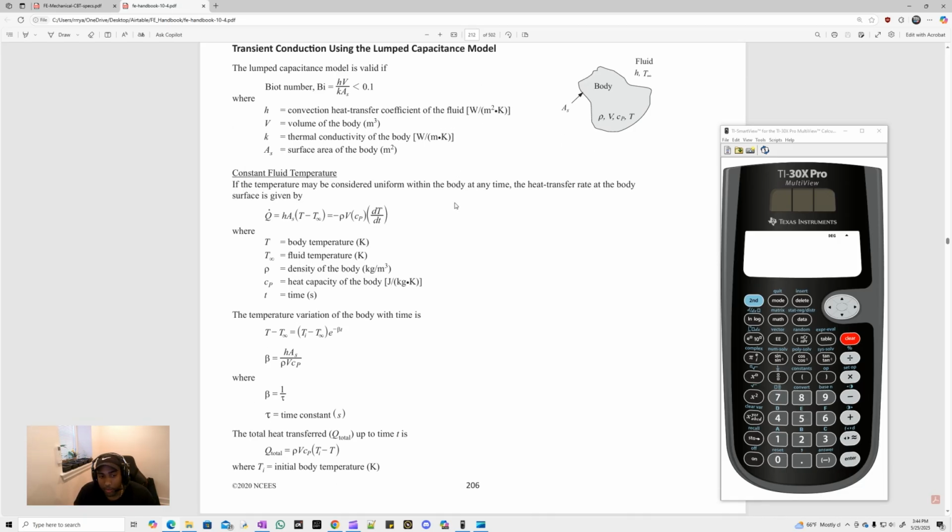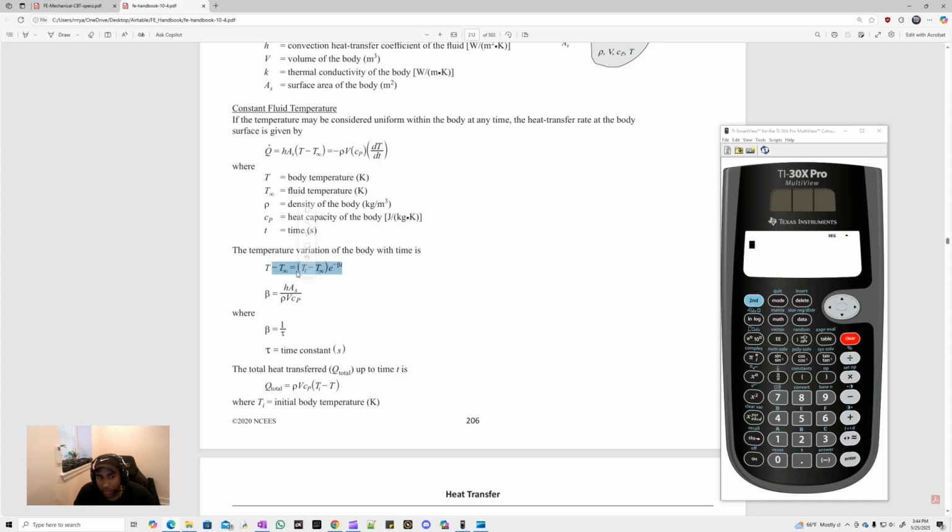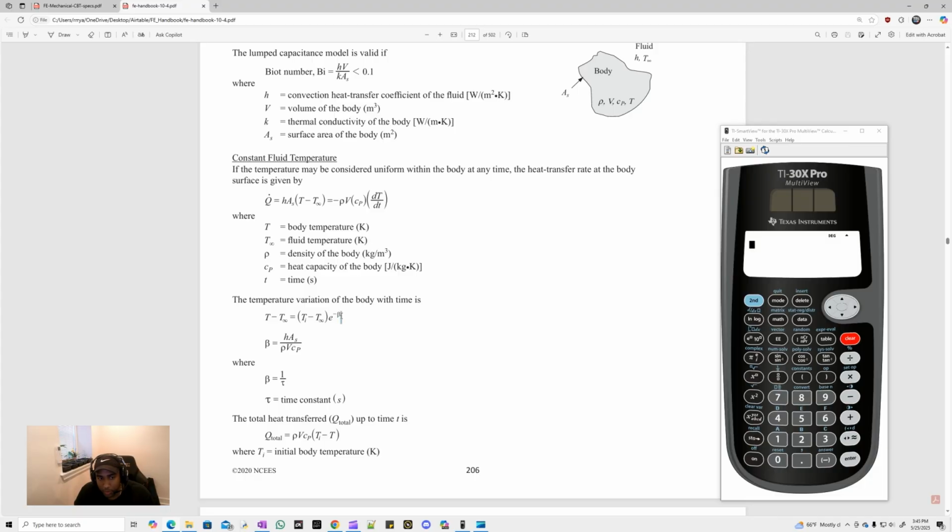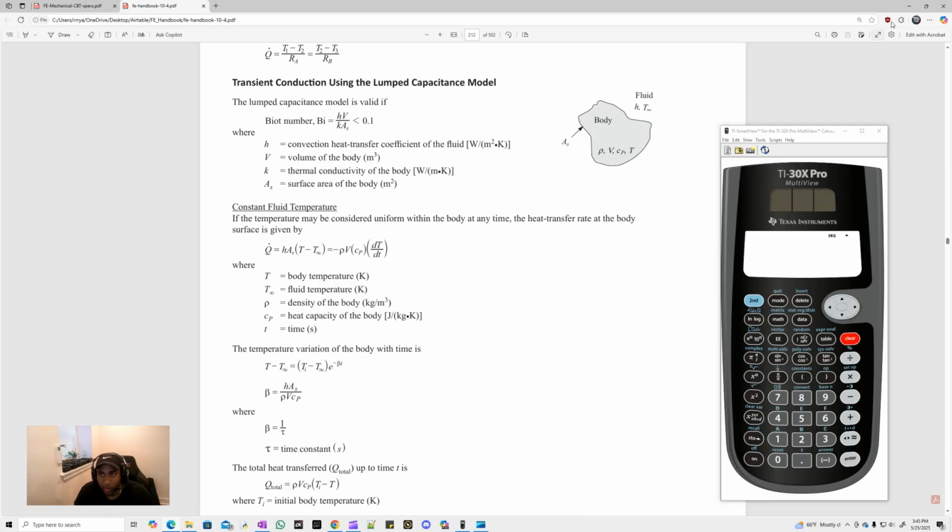If we can use this model, then all we need to know is the initial temperature of the body, and then this T infinity value is for the fluid. What's the fluid temperature? We can compute this beta value, which is a property of whatever heat transfer values that we have. And once we have that beta value, we can compute the time to reach a certain temperature. So that's our plan. Let's first check to see if the Biot number is less than 0.1. So that's our first step.